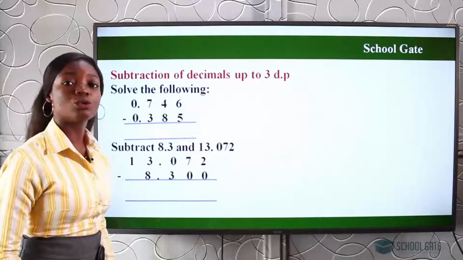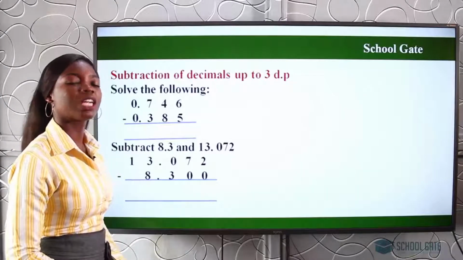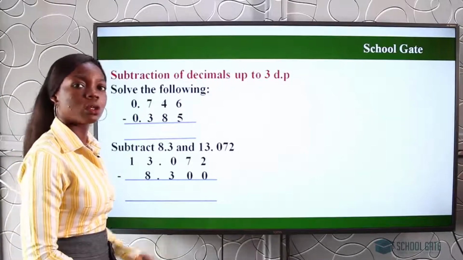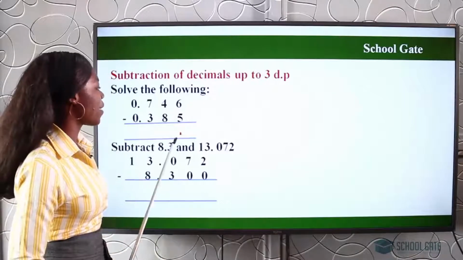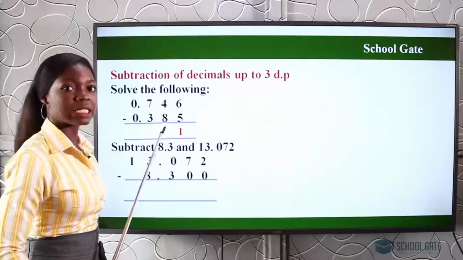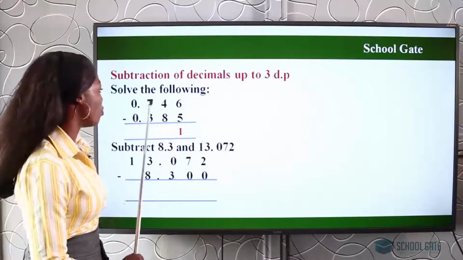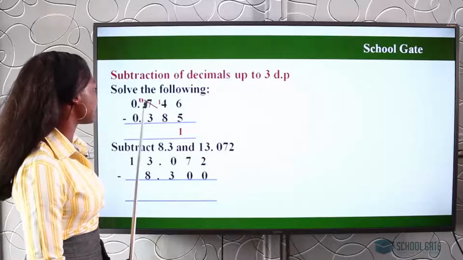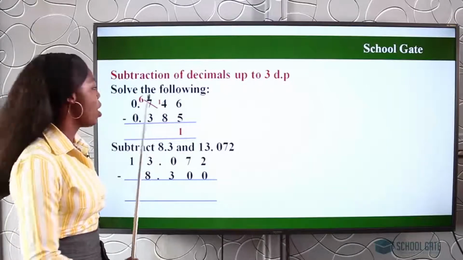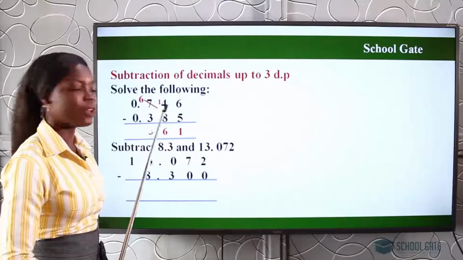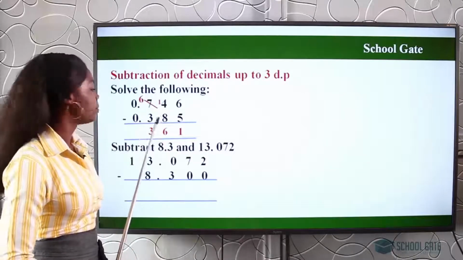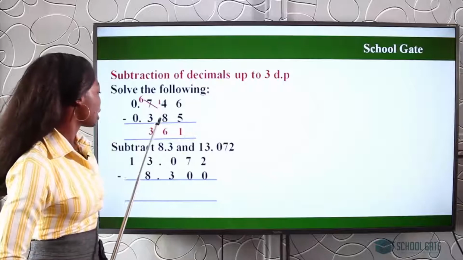So that is how we do additions. How do we do our subtraction? It's still the same way we do subtraction of normal whole numbers. 6 minus 5 will give us 1. 4 minus 8 is not possible. So what do we do? We borrow from 7 to make this 6, and we place the 1 here. 14 minus 8 will give us 6. 6 minus 3 will give us 3. So we have 361.